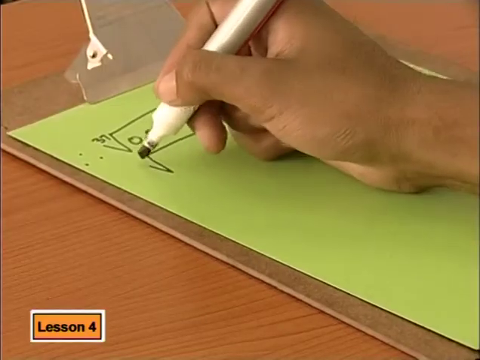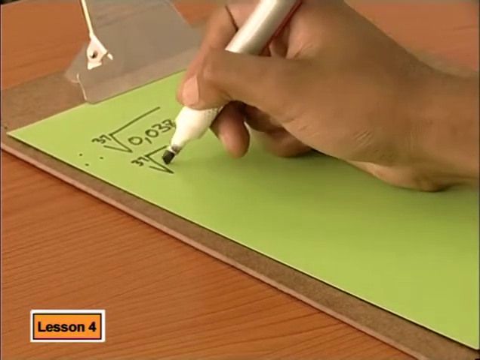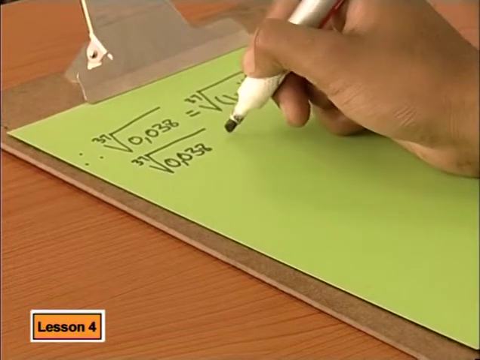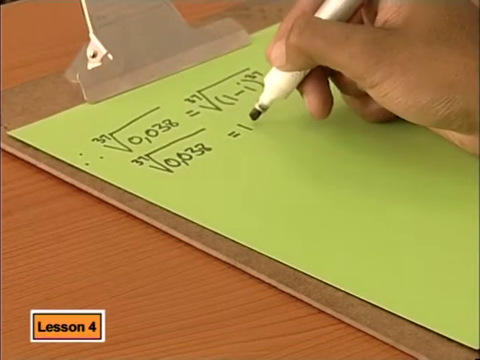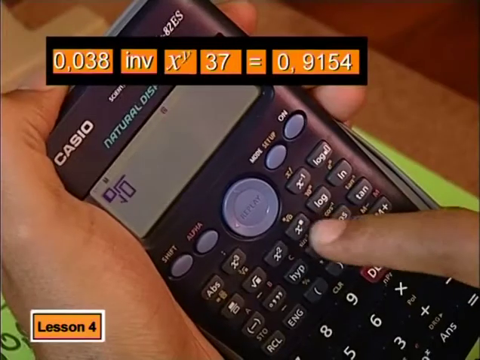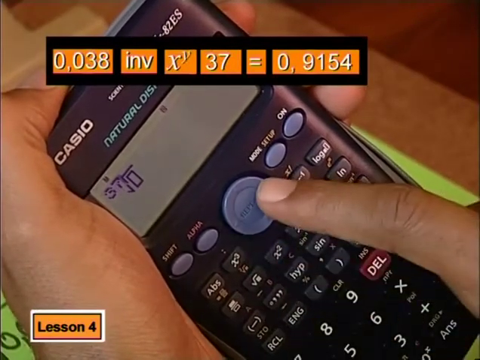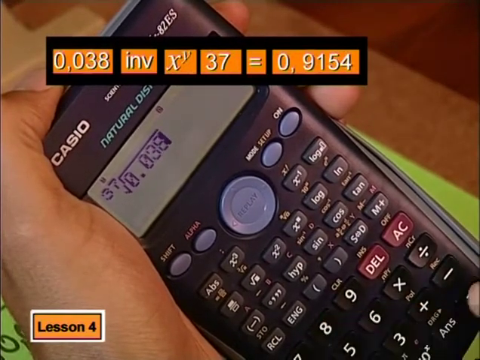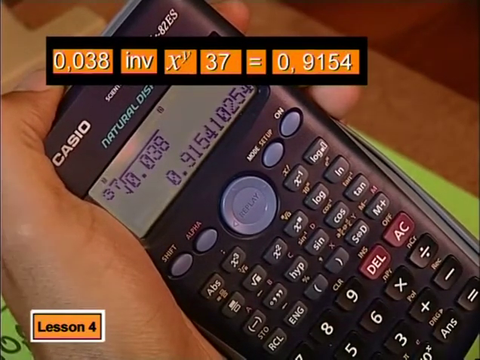Well done, you spotted the problem. What we need to do is take the 37th root of both sides. Taking the 37th root of both sides cancels the power of 37 on the right-hand side. That's not difficult with a calculator. I can do that. 0,038, inverse x to the y, 37 is 0,9154. That's it.